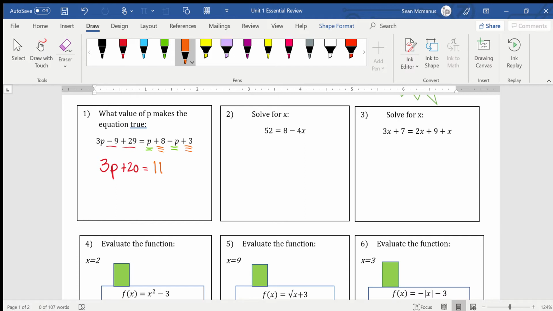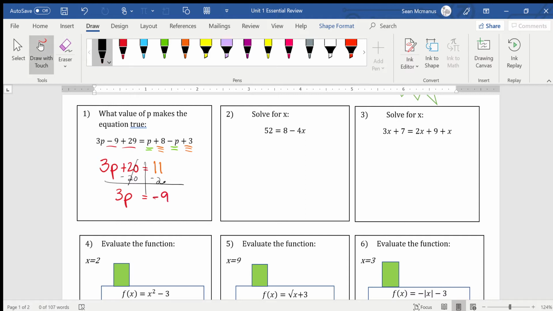And now I need to solve using my steps of equality, rules of equality. So I want to try and get all the constants on one side, all the variables on the other. So my p's are already all over here, but I need to get this 20 to the other side. So I'm going to subtract it away from both sides. That will reduce to 0. So on this side, I'm left with a 3p. 11 minus 20 is a negative 9.